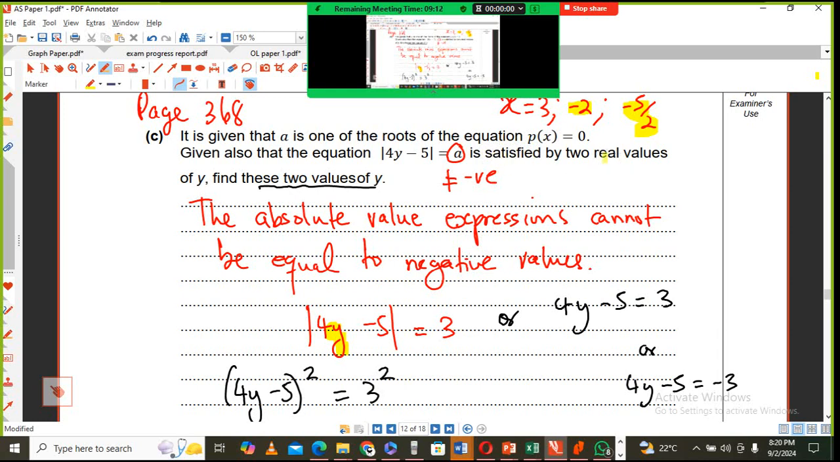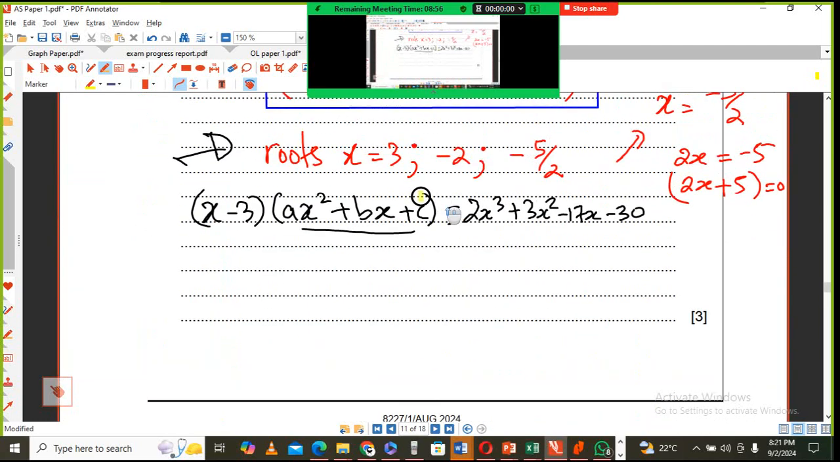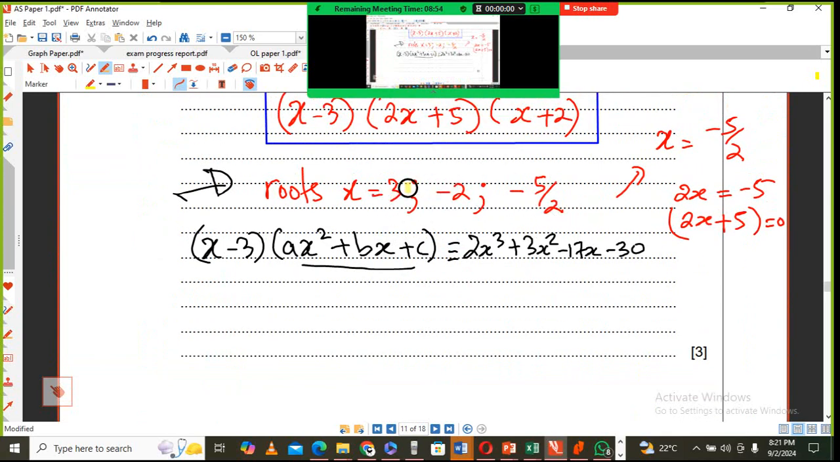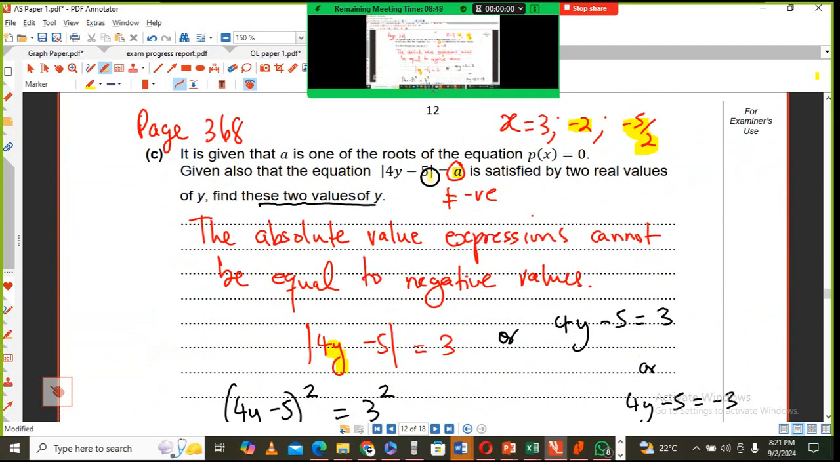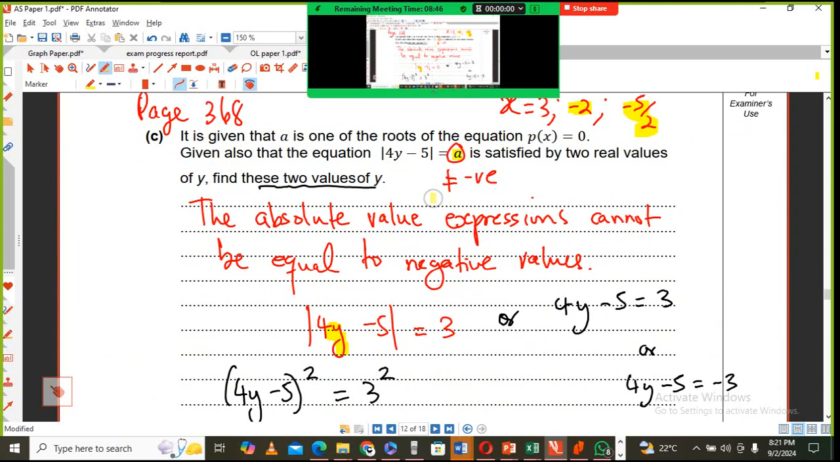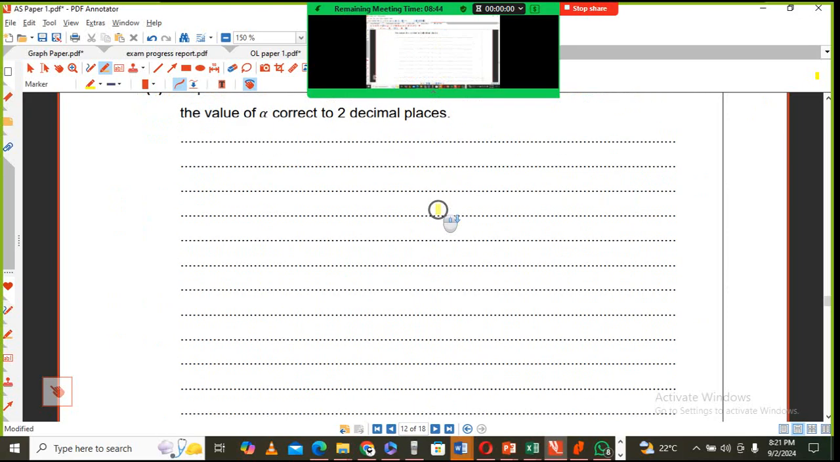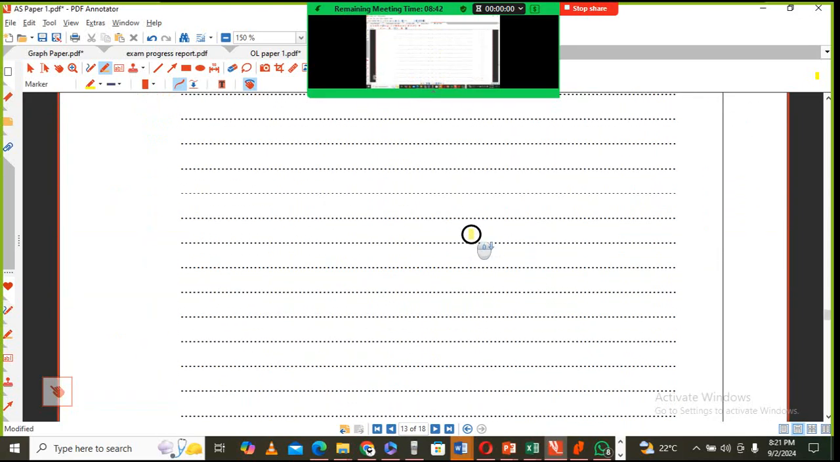So you must follow any positive root from P of x. You cannot take the negative roots, because if you have the absolute value of 4y minus 5 equal to a negative value, it doesn't exist. So this was actually a very smart way of asking this question, to see if you can find the roots, and once you find the roots, do you know which one to pick when you are given an absolute value equation? Can you see that? It's a very nice question in that regard.